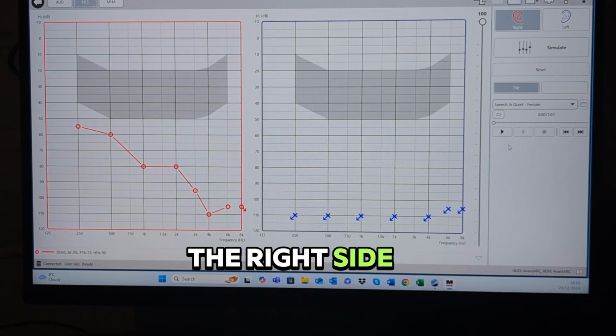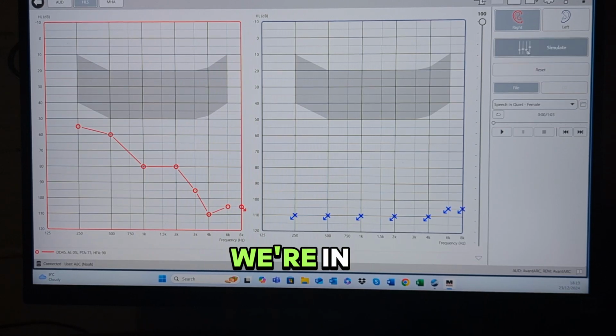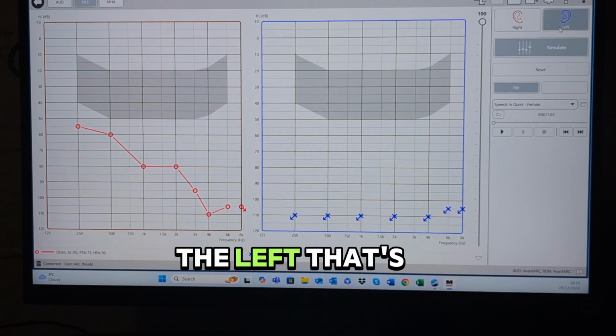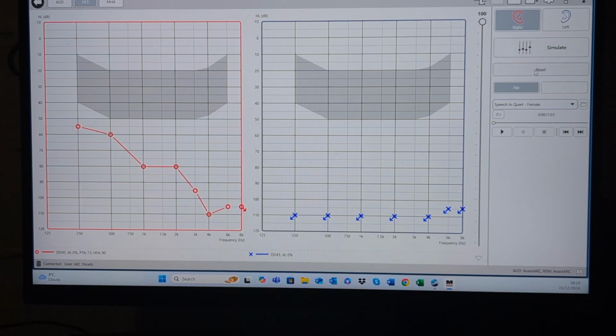So we're going to start with the right side. We're going to turn the volume right up. Here we go. And when I press this button, that's when we're in the simulation mode. If I toggle to the left, that's the left side, that's the right side, and that's off simulation.